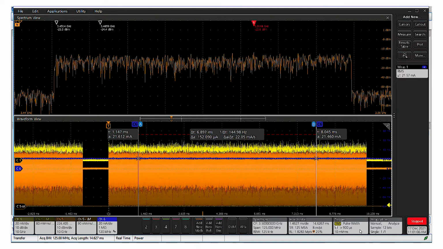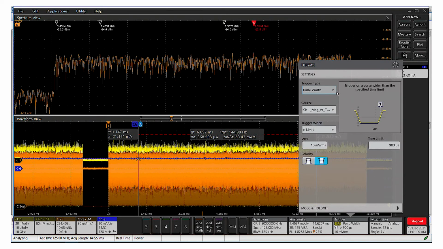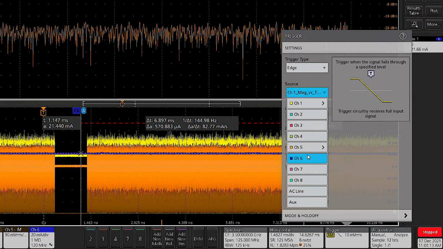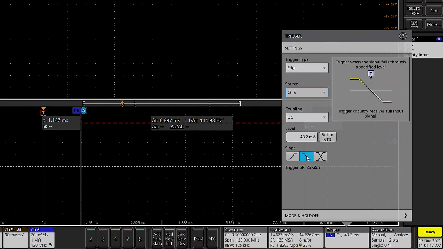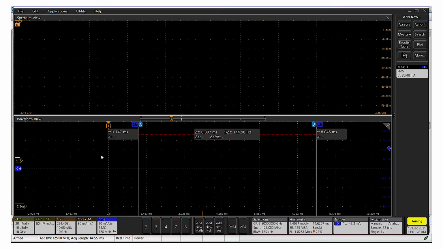So let's change our perspective to trigger on the current in the time domain rather than the RF pulse in the frequency domain. We're going to change the trigger source to the current probe on channel 6. And since we know that proper operation occurs at 47 milliamps, we'll set the trigger on 43 milliamps and we'll catch it when it's decreasing. Instead of a pulse limit, we'll set it to trigger on the current edge. We're correlating now the cause of our RF drop with the oscilloscope.